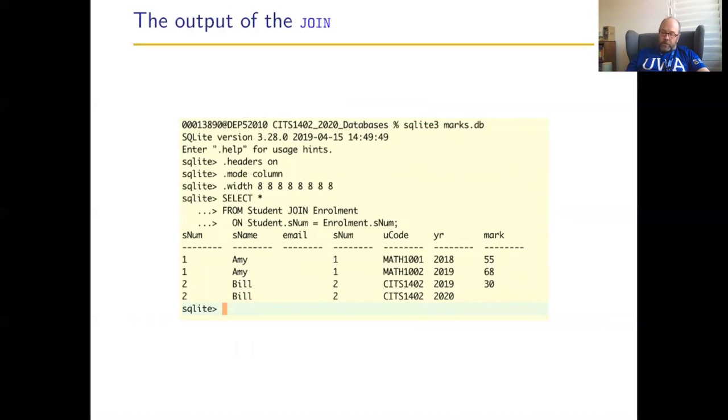Now I'm also going to slip in some additional information about working with SQLite. I'm going to turn the headers on so I get the names of the columns at the beginning of any output. I'm going to ask it to do mode column, so it puts each field into a separate column instead of just putting that vertical bar in between them. And then I'm going to say I want my columns to have width 8 characters for the first one, 8 characters for the second, 8 characters for the third, and so on.